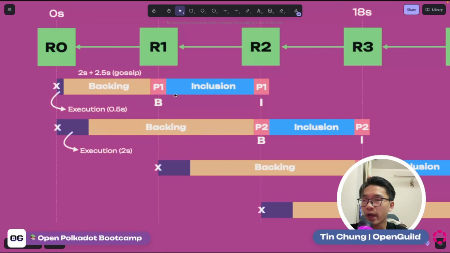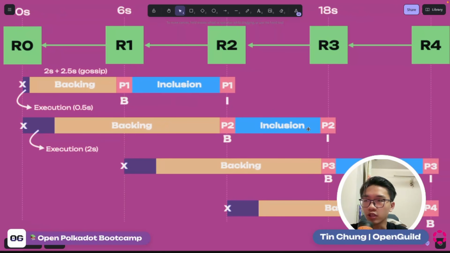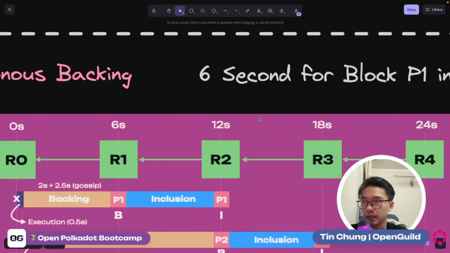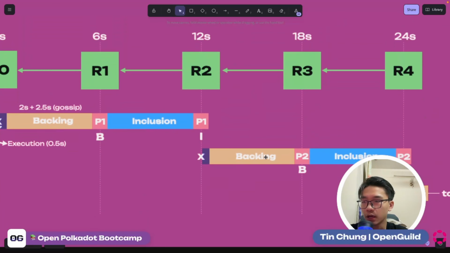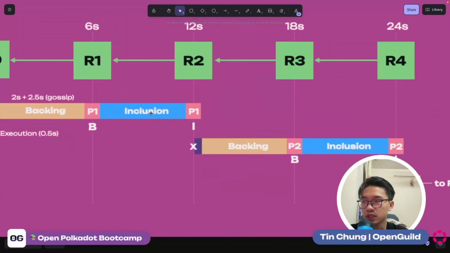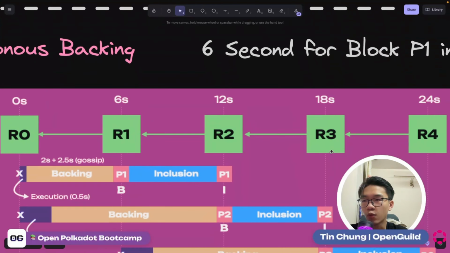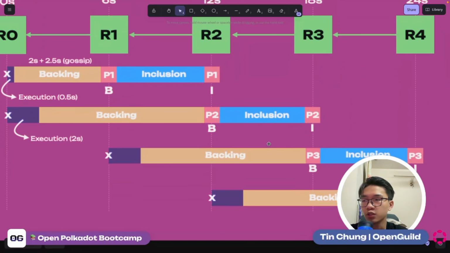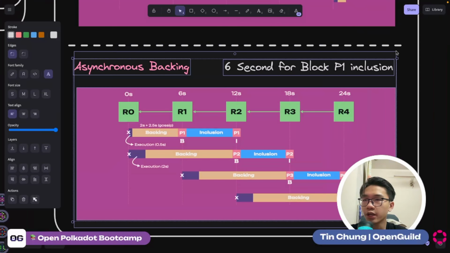Later on, when the inclusion of the P1 finishes, the inclusion of the P2 has already started. Compared to this one, where when the inclusion of the P1 started, the backing had just started, not inclusion. That way, it needs more time for backing and inclusion. This technique right here in computer science is called pipelining.